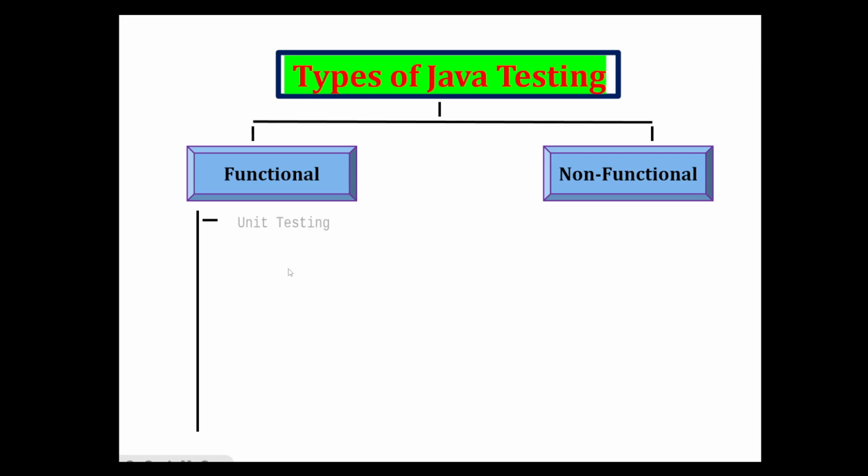First is unit testing, wherein we write test cases to target individual methods and classes in isolation. Next is integration testing, wherein we write test cases to verify the interaction between components and modules. Next is end-to-end testing.